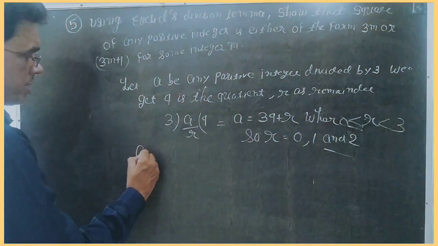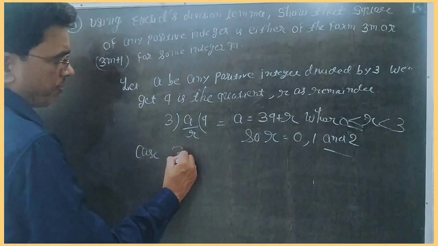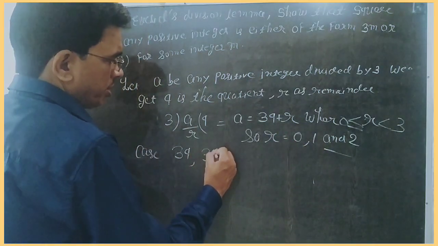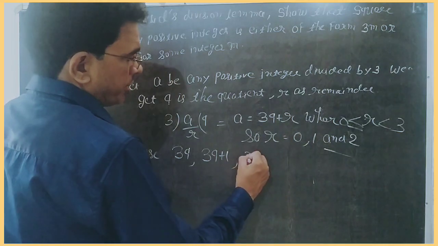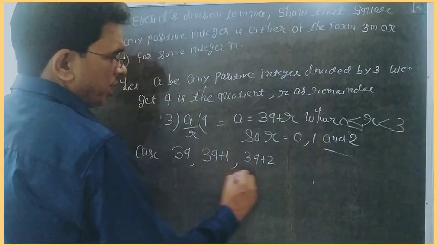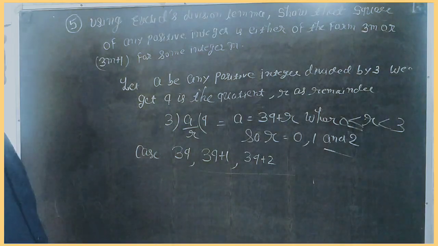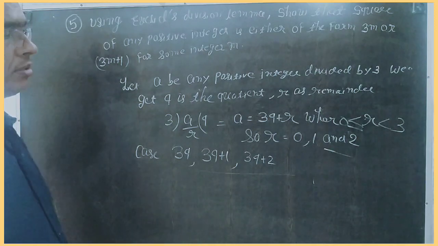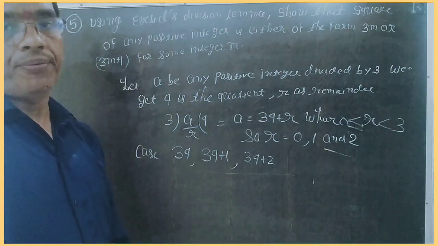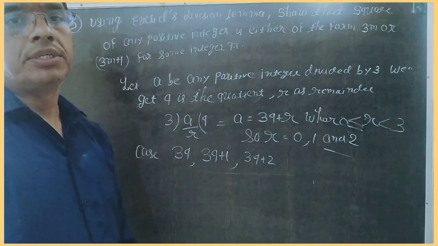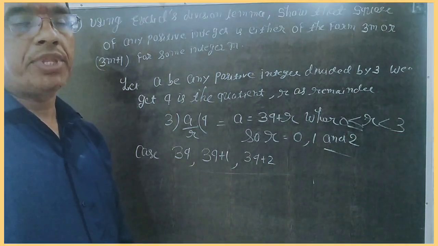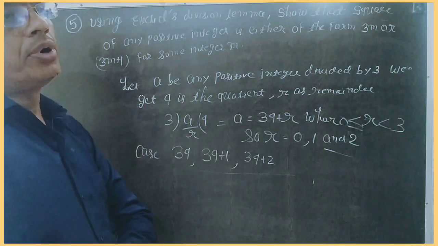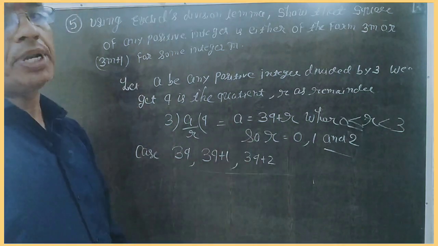So first, there are 3 possibilities. First 3q, then remainder is 0. Next 3q plus 1, then remainder is 1. And third 3q plus 2. So there are 3 numbers defined. When any positive integer is divided by 3, there are 3 conditions. Already you solved in example 2 of this exercise, that any number divided by 3 gives 3m, 3m plus 1 or 3m plus 2. Here we discussed that it is m at the place of q, and it is 3q, 3q plus 1, 3q plus 2, it is possible.